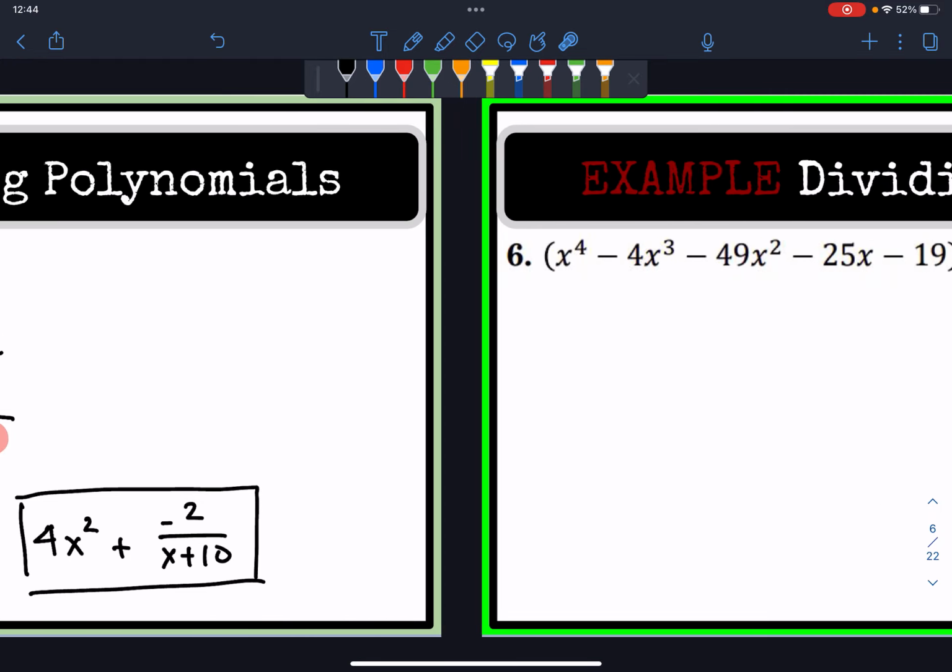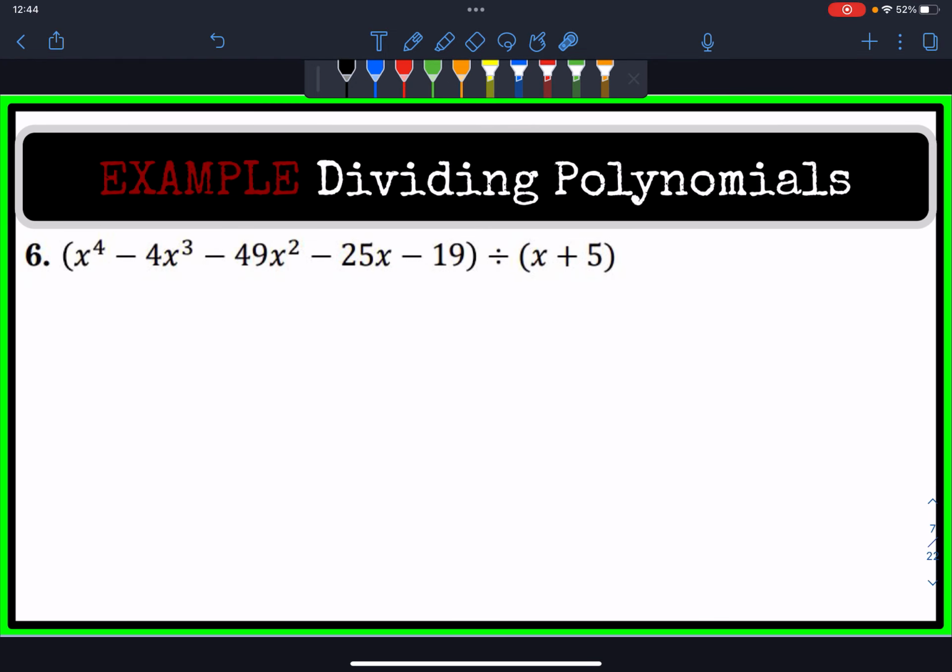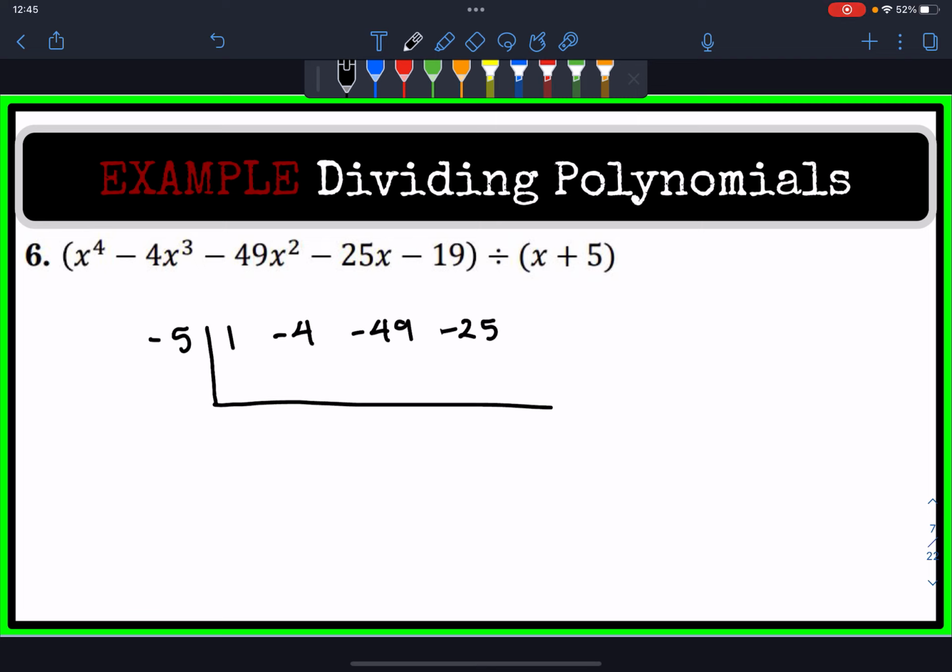So let's look at this example right here. This example number 6 isn't missing any powers. Notice that we have x to the fourth power, x to the third, x to the second, x to the first, and then our constant. So here we're not missing any powers. So we'll write negative 5 on the outside. One, negative 4, negative 49, negative 25, and negative 19.